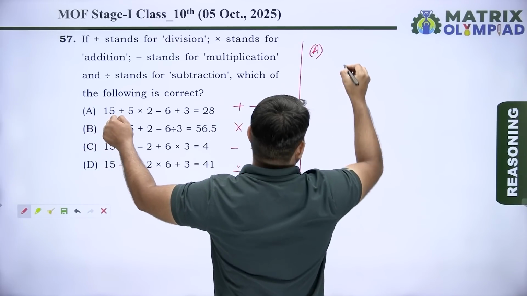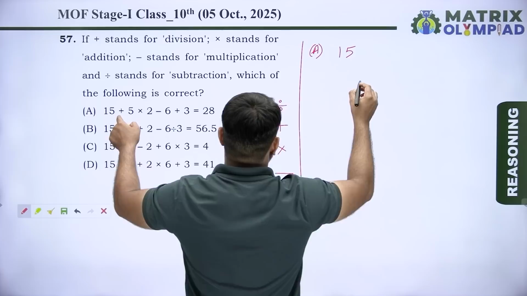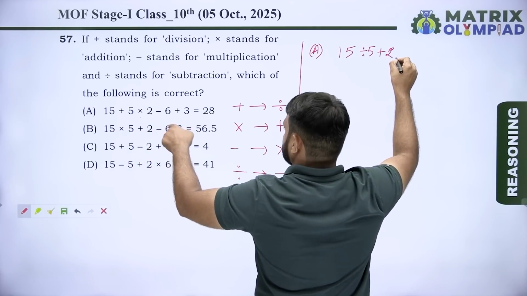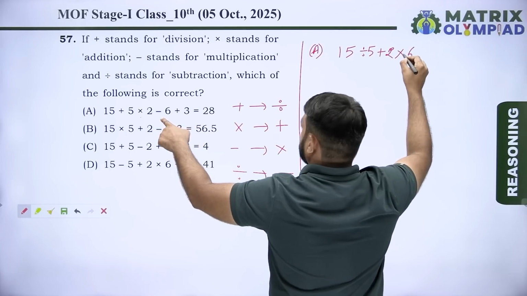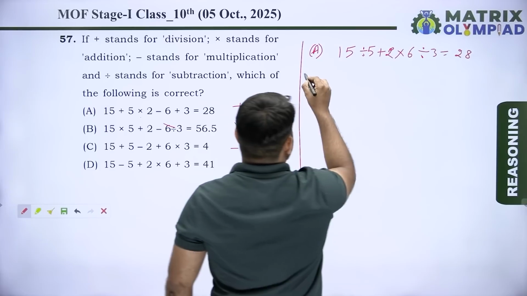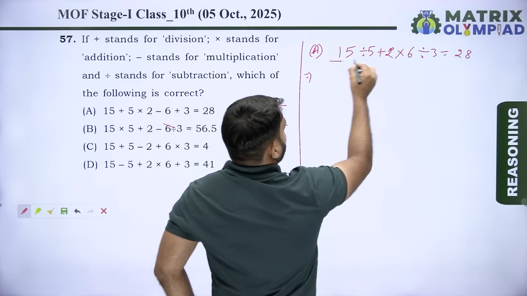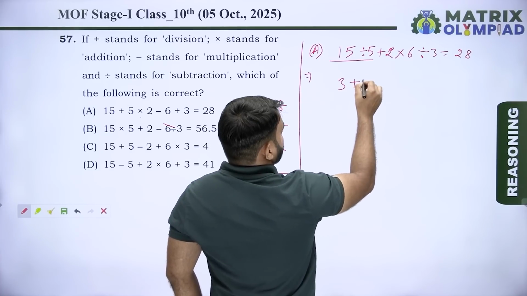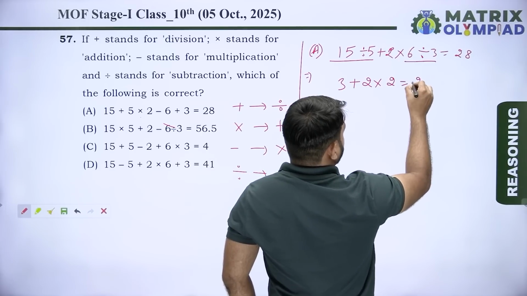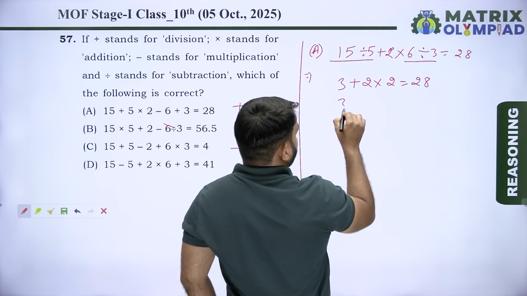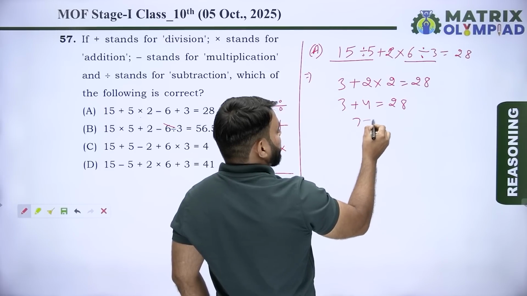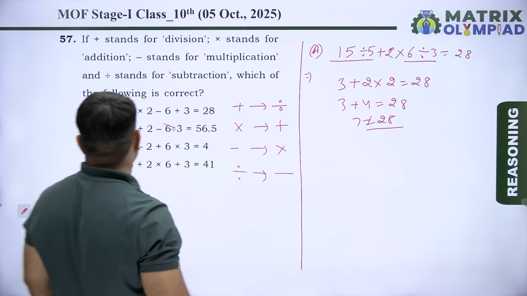So according to option A, 15 plus, it means divided by 5, multiply, it means plus 2, minus, it means multiply by 6, plus, it means divided by 3 is equal to 28. So using BODMAS, first divide the numbers. So 15 divided by 5, it means 3, plus 2 into 6 divided by 3, it means 2, is equal to 28. So now multiply the numbers. 3 plus 2 into 2, 4, is equal to 28. 3 plus 4, it means 7, never equals 28. So it means option A is an incorrect option.